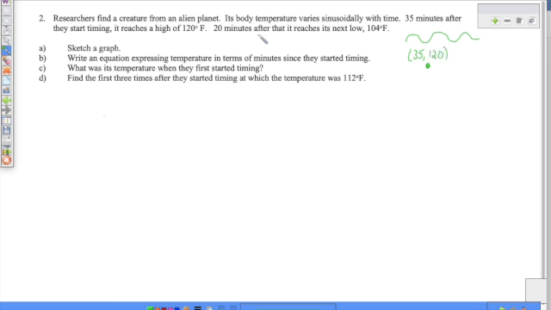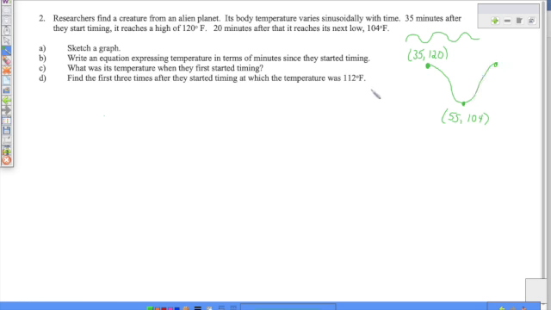20 minutes after that, I'm at a low. Okay, so 20 minutes after that, please don't put 20. 20 minutes after that is 55. I'm at a low of 104 degrees Fahrenheit. All right, so I'm just going to go with that. Let's just say it looks something like this, right?